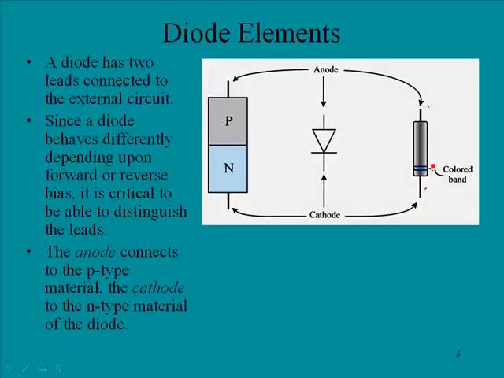And when you see a diode, there is usually a colored band on the diode, and the colored band indicates the end that is the cathode. One way to remember the designation here is that the arrow always points to the N material. So the P material would be here, and the arrow is pointing at the N material, which would be the cathode.